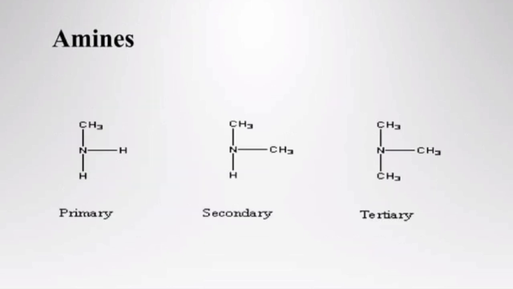This is the classification of amines: primary, secondary and tertiary amines. If you find that only one carbon atom is attached to the nitrogen, then it is called primary amine. If you find that there are two carbon atoms attached to the nitrogen, then it is a secondary amine. And if there are three carbon atoms attached to the nitrogen, then it is called a tertiary amine.